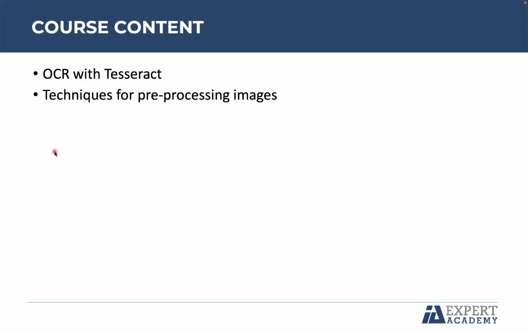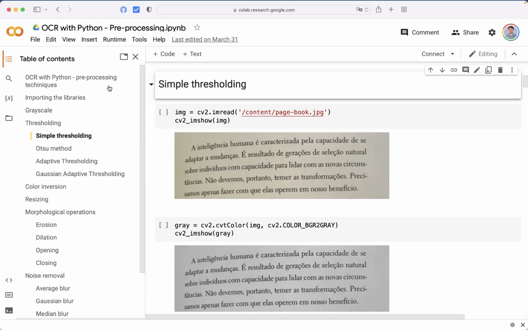In topic number 2, you will learn techniques for pre-processing images, because when you work with OCR, the quality of the image is very important to extract the texts correctly. So, sometimes some pre-processing is needed in order to improve image quality. You can see this other Google Colab file with all the topics that will be covered in this section.